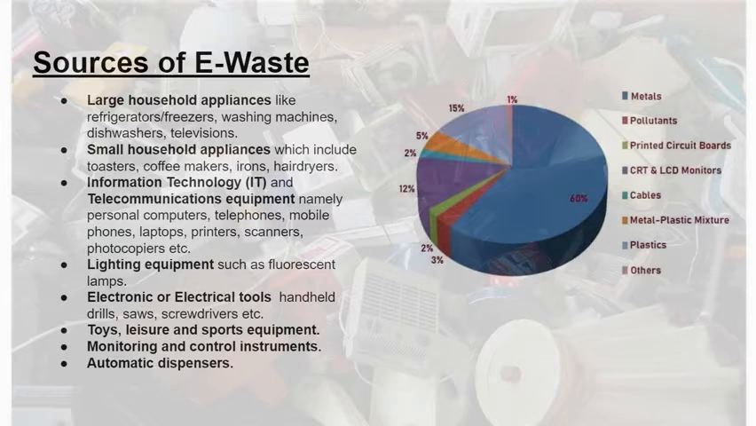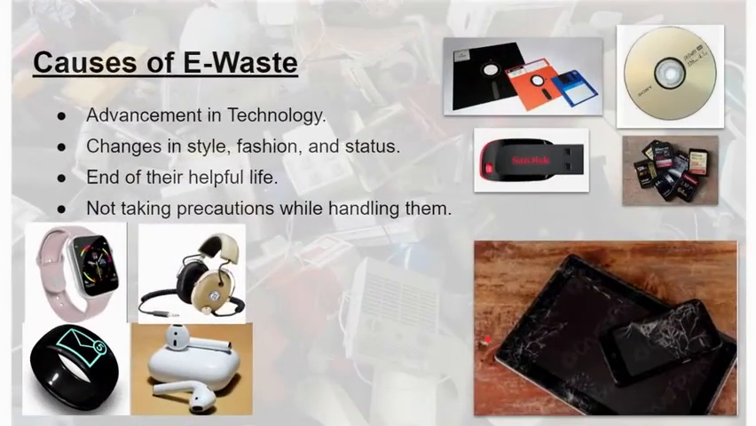Also, toys, leisure, and sports equipment are sources of e-waste, and monitoring and control instruments. Also, automatic dispensers. This pie chart shows us the amount of different parts of e-waste which come from using these appliances and discarding them. Now, let's look at the causes of e-waste.